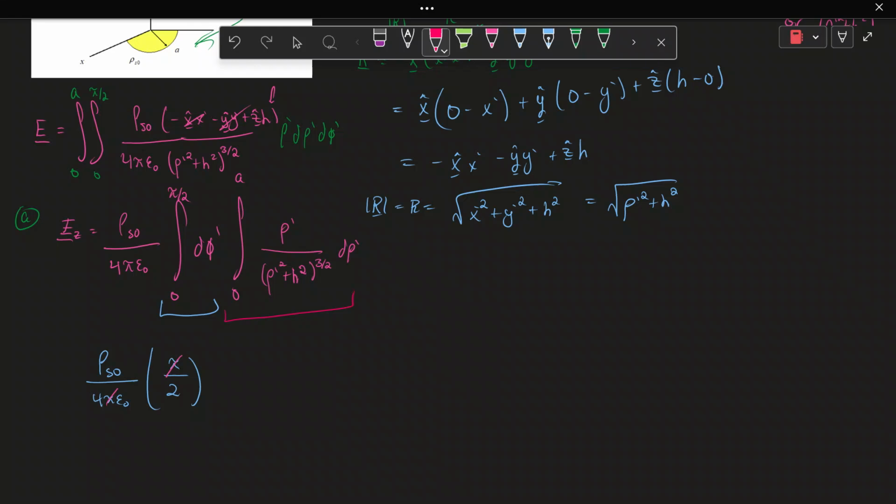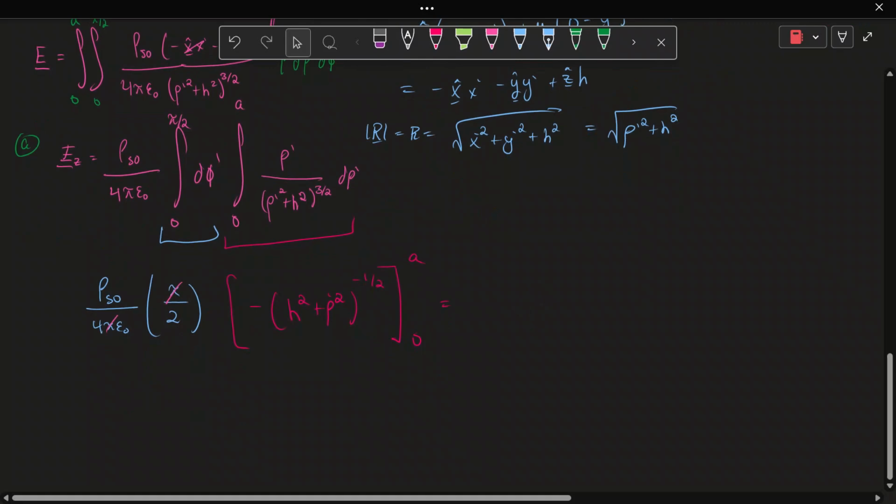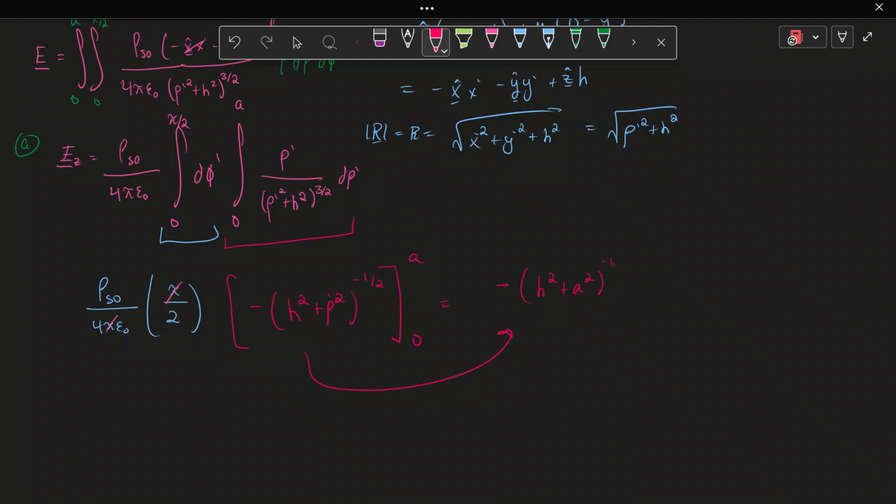So from here, you should be able to do this. We can find our table of integrals, and this is negative h squared plus rho prime squared, don't forget, to the power of negative 1 over 2, evaluated from 0 to a. Well, when you plug in a, let's only do this part. This is going to be negative h squared plus a squared to the power of negative 1 over 2, minus negative h squared plus 0 squared to the power of negative 1 over 2. So this becomes negative 1 over the square root of h squared plus a squared plus 1 over the square root of h squared. That's 1 over h.